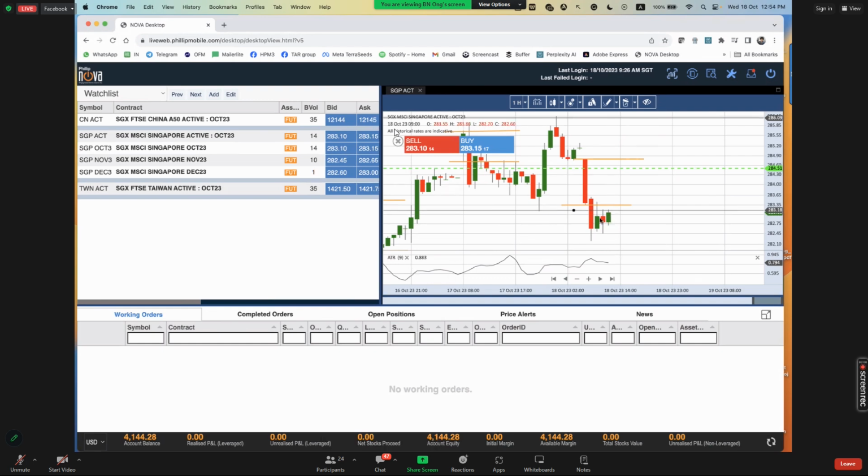Okay, so what is limit order? Limit order means that right now the price is at 283.1, right? And I want to place a limit order at 283.4, for example. I want to place it higher, right? So in order to queue there, to place it higher, you have to use a limit order. All right. Okay, next one.